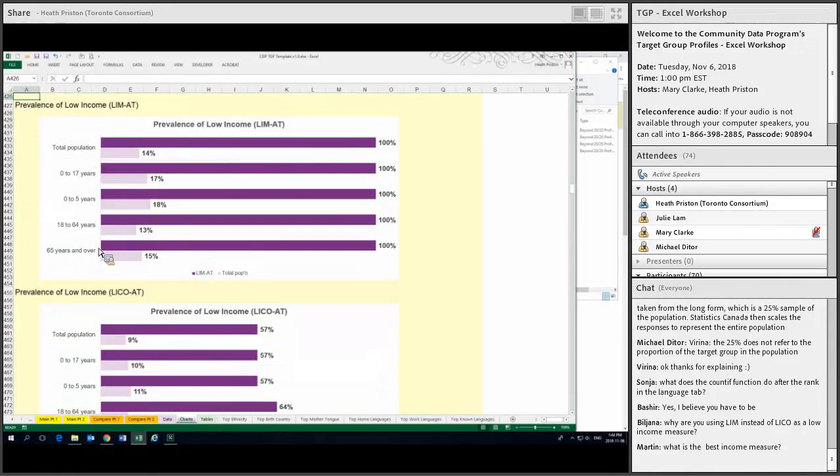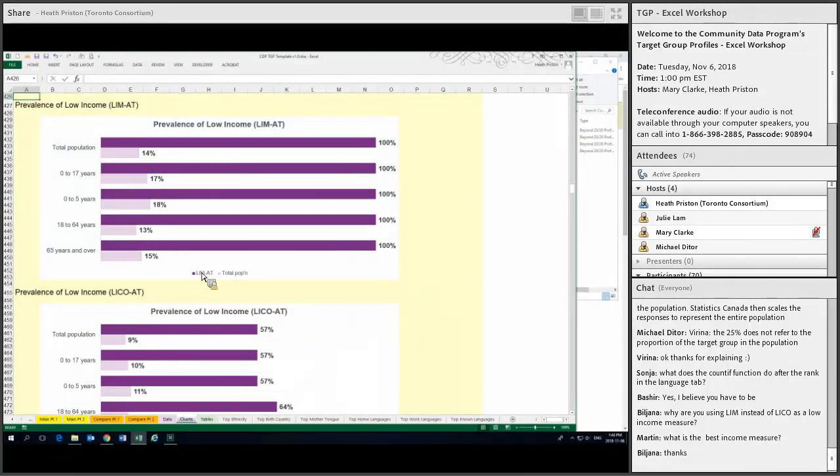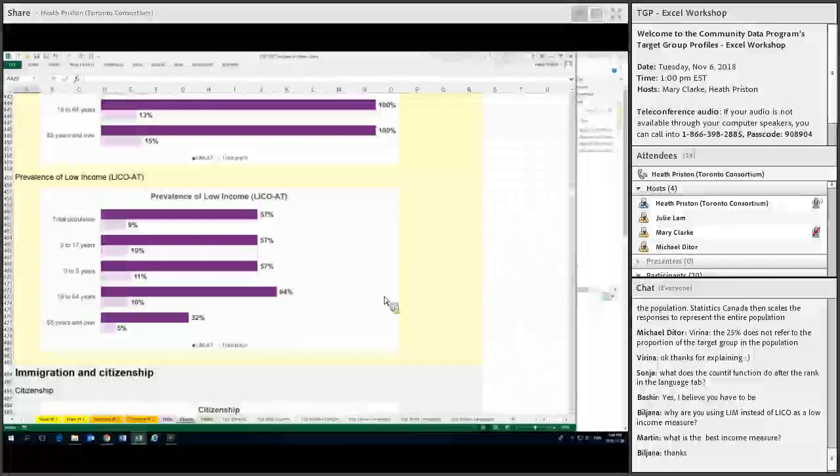We've got a question about the use of LIM versus LICO. I think there are lots of different reasons for using the different income measures. I read nothing into the fact that there was a choice here. You can use all of them as you like, and if you want, we can certainly have a discussion about preference for low income measures, but we'll probably push that to the end of the presentation, if that's all right.